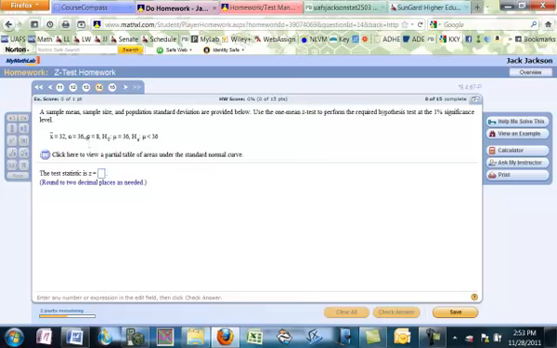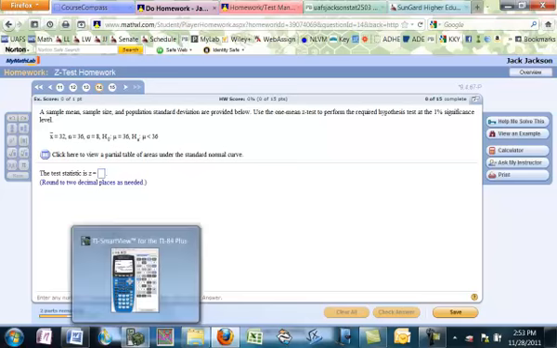The other thing we need to know is sigma, the population standard deviation. That is 8. That we know. The null hypothesis is that the mean of the population is 36. And our alternative hypothesis is that mu is less than 36. So this is a one-tailed, a left-tailed test. Okay? And let's see if we can do this on the calculator.